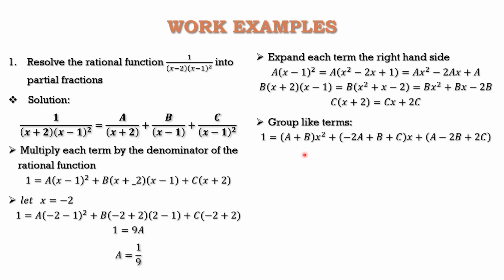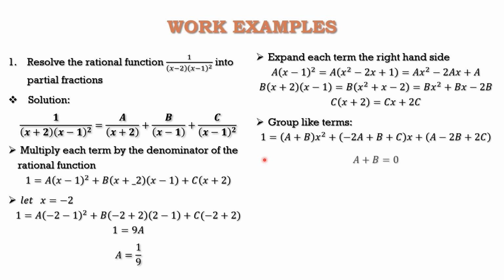In doing that, I am going to have 1 equals, nicely grouped, (A + B)x² + (-2A + B + C)x + (A - 2B + 2C). Then you compare coefficients at both the left hand side and the right hand side. So now, what is the x² term here?